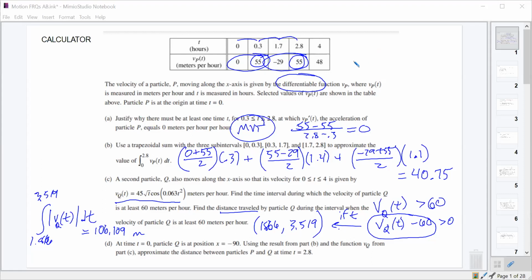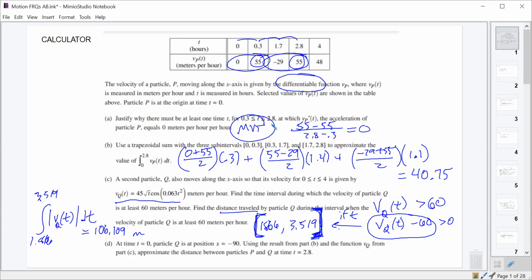Since it says at least 60 meters per hour, couldn't the velocity be 60 meters per hour? So wouldn't you have to use brackets instead of parentheses? Yeah, I suppose that'd be better. At least 60, we'll put those in brackets, yeah.